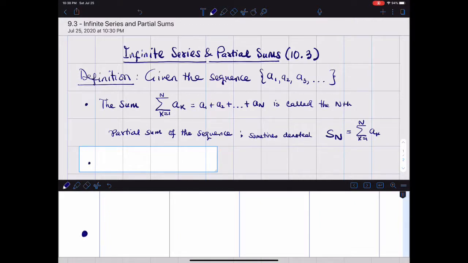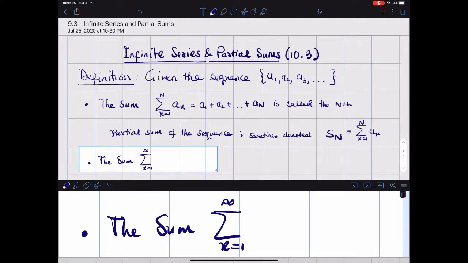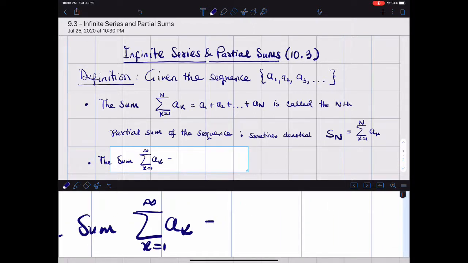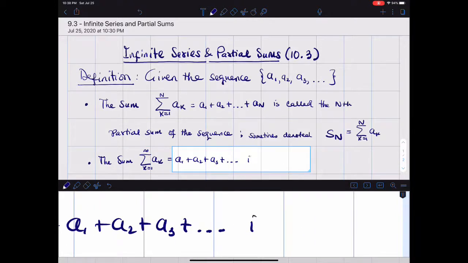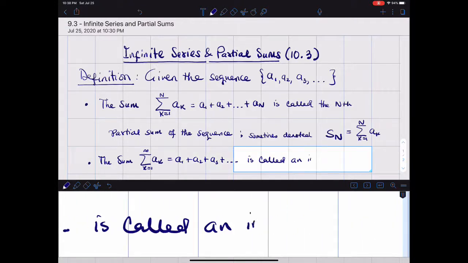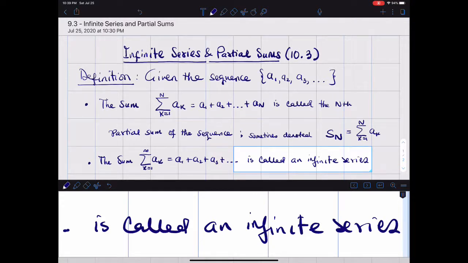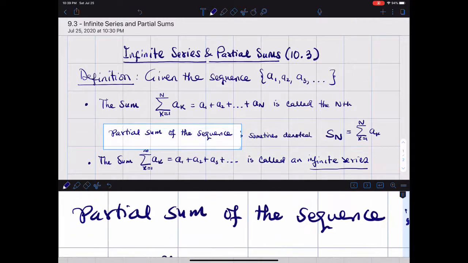All right. Now we can talk about another type of sum. Instead of summing from k equals 1 to n, we sum from k equals 1 to infinity of Ak: A1 plus A2, A3, and so forth. This is called an infinite series, an infinite series resulting from the sequence. So, infinite series, partial sum.